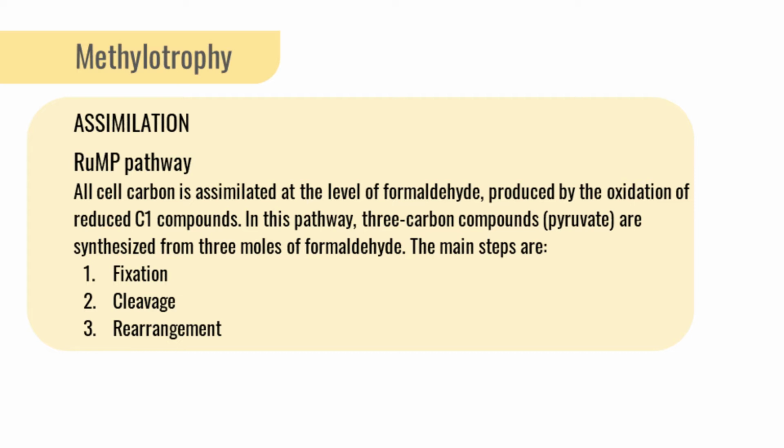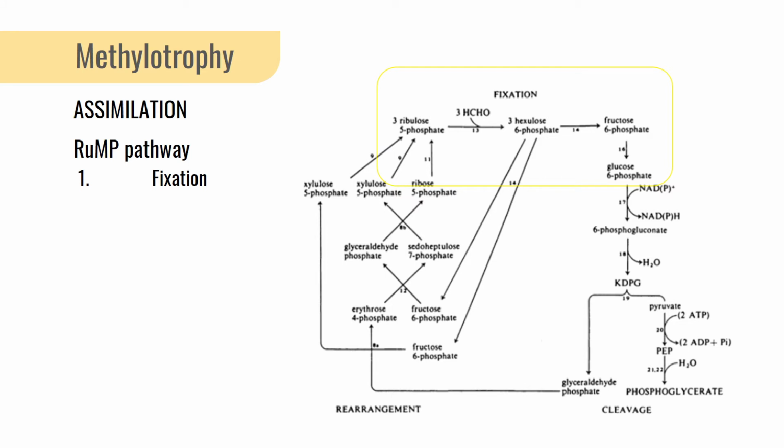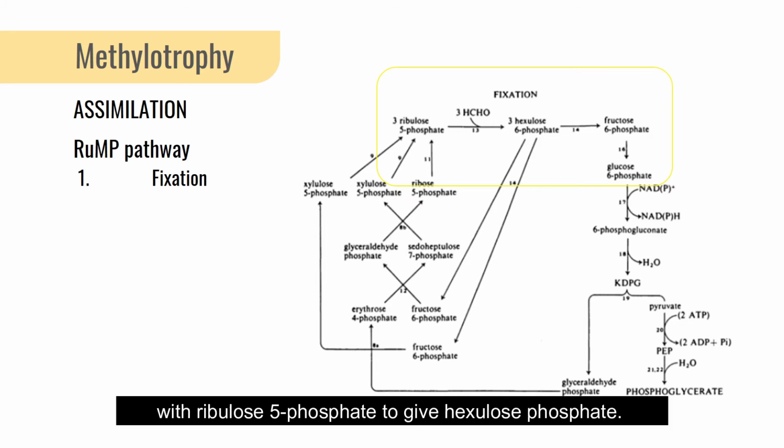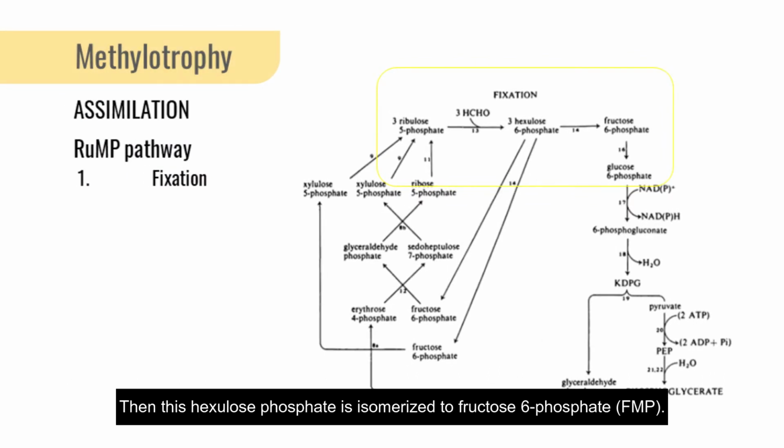In other words, all cell carbon is assimilated at the level of formaldehyde, produced by the oxidation of reduced C1 compounds. In this pathway, 3-carbon compounds, or pyruvate, are synthesized from 3 moles of formaldehyde. The main steps are fixation, cleavage, and rearrangement. Fixation. In this part, formaldehyde is condensed by an aldol condensation reaction with ribulose 5-phosphate to give hexulose phosphate. Then this hexulose phosphate is isomerized to fructose 6-phosphate.